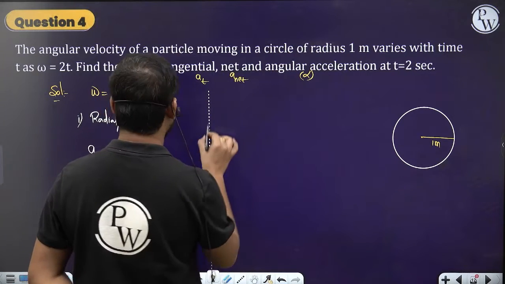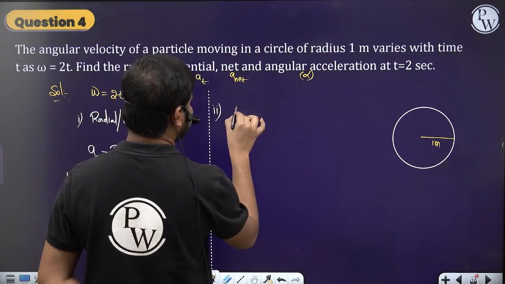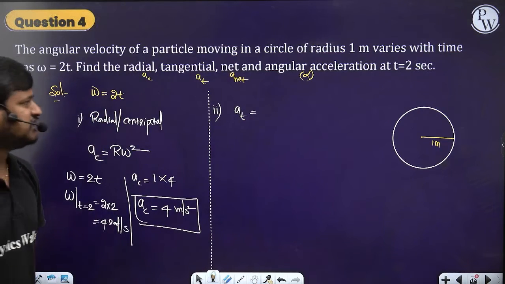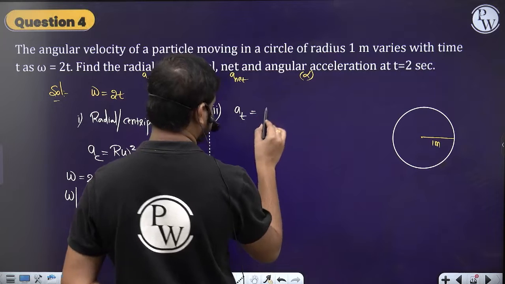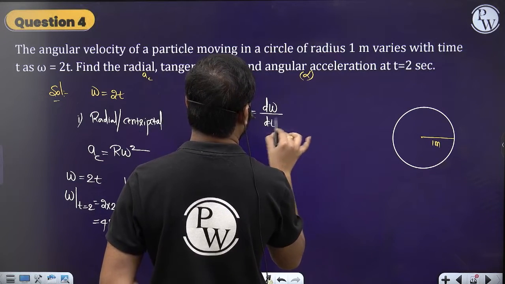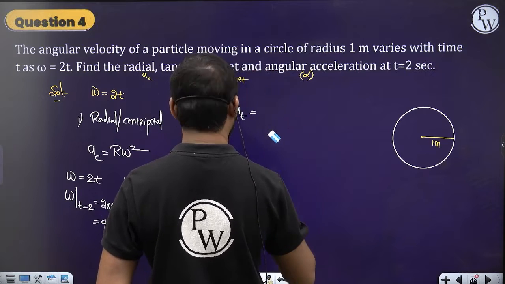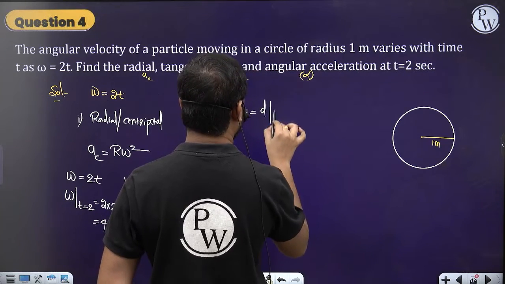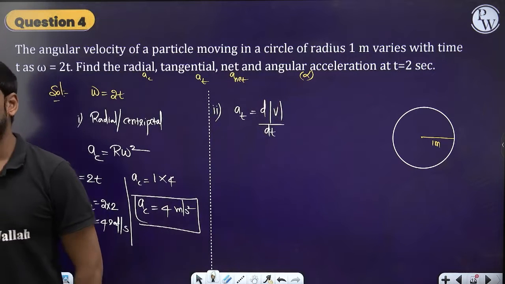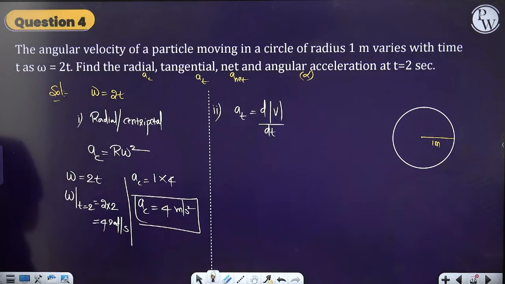Then come to the second part. We need the tangential acceleration. What is the tangential acceleration formula? at is equal to d omega by dt. Yes or no? Let's write it as dv by dt. Is this part clear? So shall we write dv by dt there? It's a simple thing, we are just substituting it in the formula, guys.